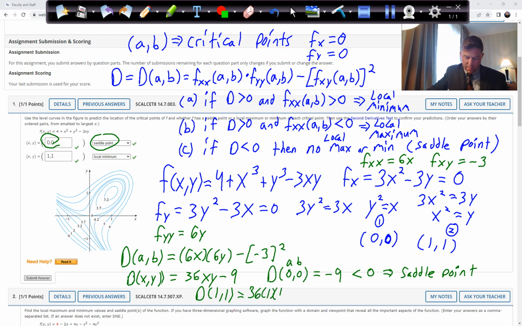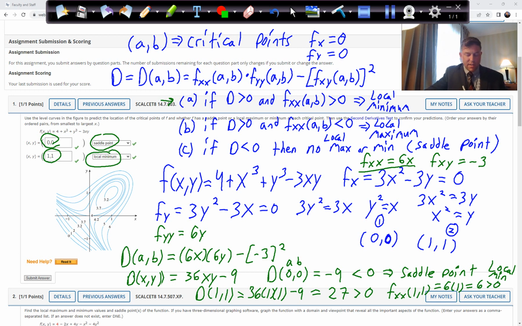We'd get 36 times 1 times 1 minus 9, which is 36 minus 9, which is 27. And that is bigger than 0. Now we have to check fxx at (a, b). So fxx at the point (1, 1) is equal to 6 times 1. So fxx is right here, and that's equal to 6, which is bigger than 0. So that is going to be condition A. D was greater than 0, and fxx at (a, b) was greater than 0, so that should be a local min. So the local minimum of this occurs at (1, 1).